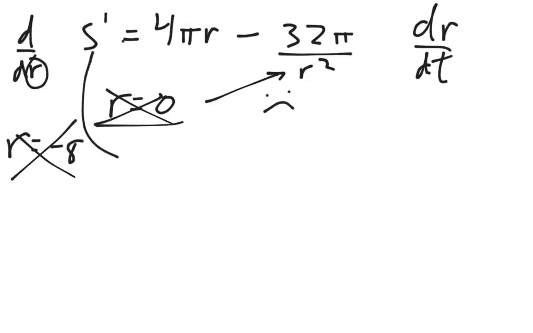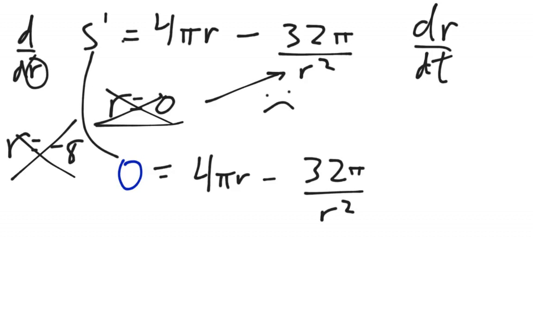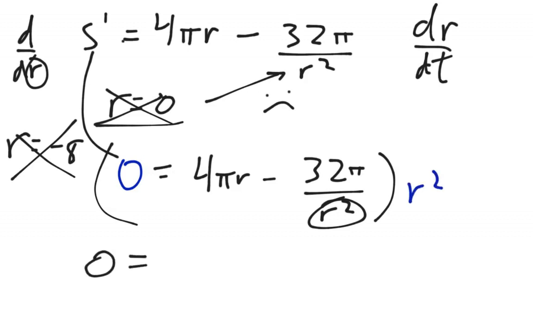So we're going to set s prime equal to 0 because that was our thing to find critical numbers. So we're going to do 4 pi r minus 32 pi over r squared. Good way to do this is just multiply everything by the r squared to get rid of it. So r squared. 0 times r squared is still 0. 4 pi r squared times r squared is 4 pi r cubed. And then here, that'll cancel. So that turns out to be nice. So minus 32 pi. There we go.